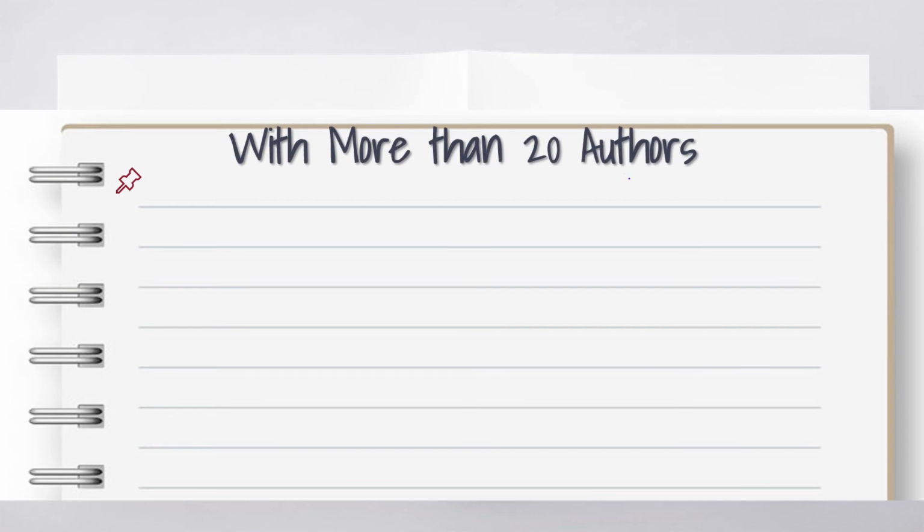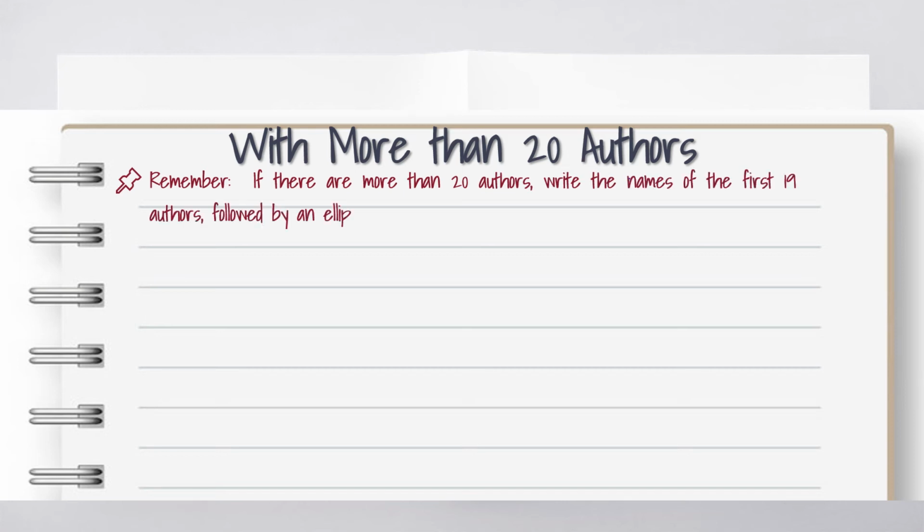We are not yet done, class. What if you have used information from a book that has more than 20 authors? So there will be 21, 22, 23, and so on. How are you going to write it in your bibliography? Remember, class, take note, bear in mind that if there are more than 20 authors, write the names of the first 19 authors followed by an ellipsis.